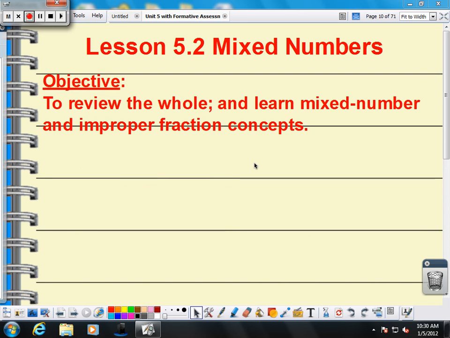Today, our objective is to review the whole concept, meaning what a whole is in terms of fractions, and to learn about mixed numbers and improper fraction concepts. So, without further ado, here we go.